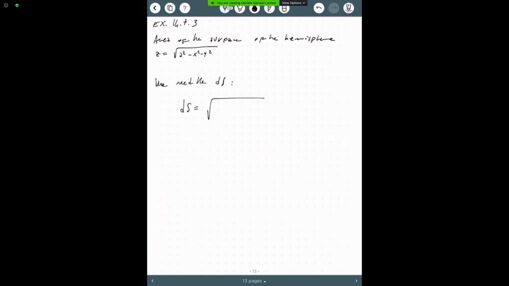It's going to be the square root of 1 plus this squared plus the z_y squared, dx dy. So what is this? If you do the partial derivatives, you get that this is minus x divided by the square root of a squared minus x squared minus y squared, squared, plus minus y divided by z, squared, dx dy.